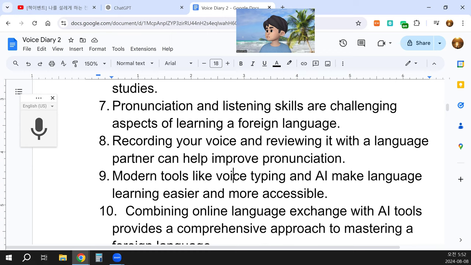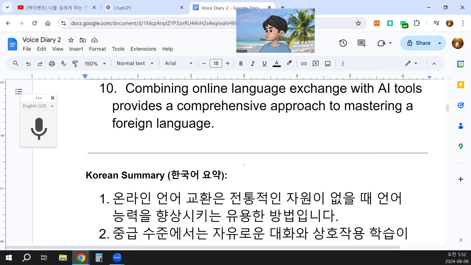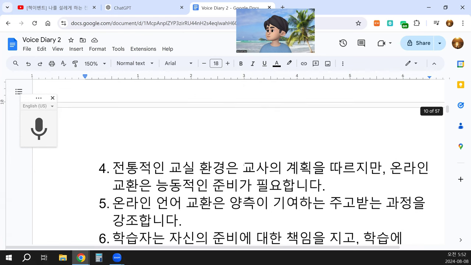Modern tools like voice typing and AI make language learning easier and more accessible. Combining online language exchange with the AI tool provides a comprehensive approach to mastering a foreign language.